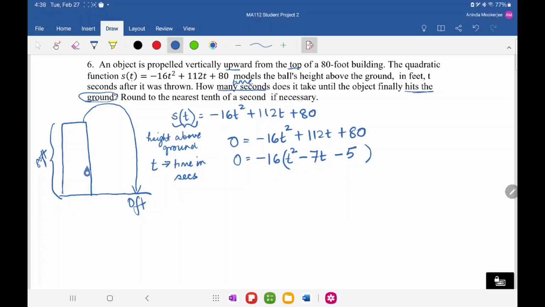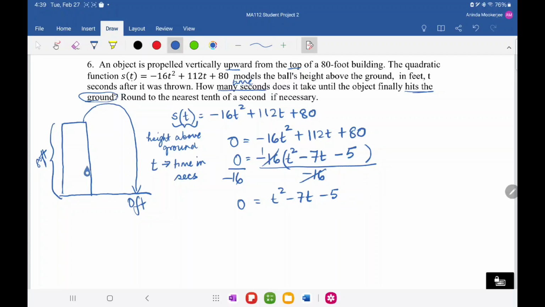I want to get rid of the negative 16, which I'm going to do by dividing both sides by negative 16. So what happens? This negative 16 divides to 1, and 0 divided by any value is 0. So the left-hand side is a 0. And we have t squared minus 7t minus 5. So we have a simplified form of the quadratic function now. So let's see if now we can factor this. This is not factorable. We cannot find factors of negative 5 that will add up to negative 7.